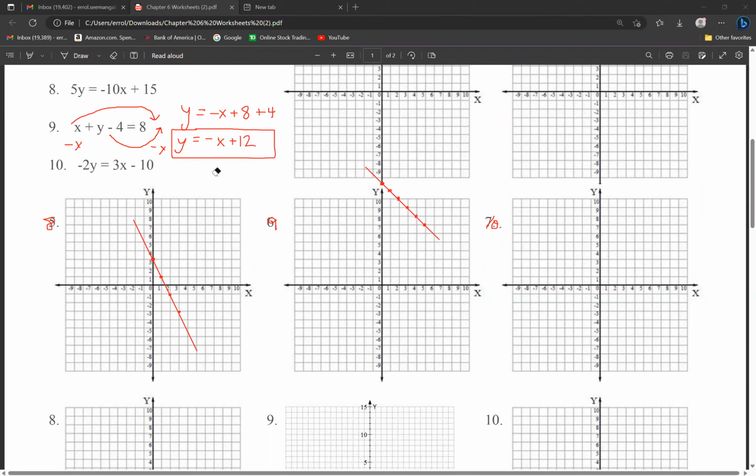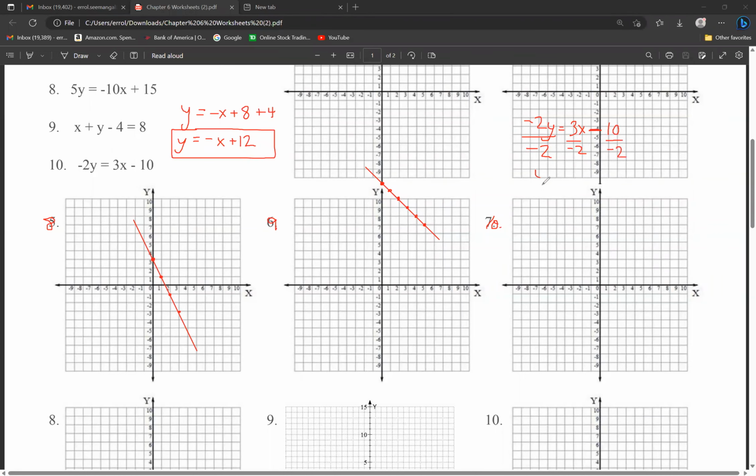Okay, so number 10. What's number 10 in the right form? Negative 2y equals 3... Is it in the right form? No. What do we want to do to both sides? We want to solve it for y. Divide everything by what? Negative 2. Divide that by negative 2, that by negative 2, and that by negative 2.